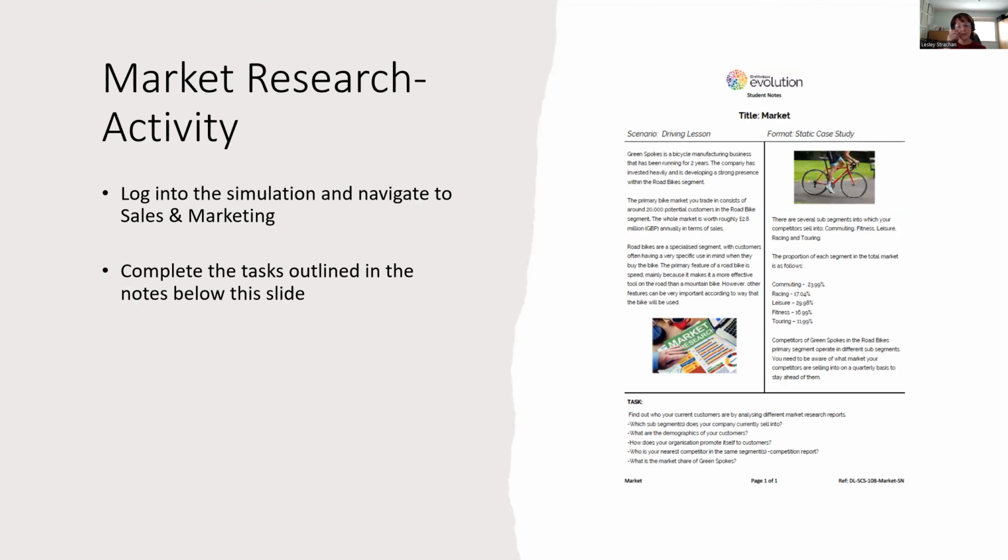So in terms of the market research activity on your learning management system, you will have an activity called market research, and it's going to walk you through it. It's going to tell you that your company is a bicycle manufacturing business that's been running for a few years. The company has invested heavily and is developing a strong presence within the road commuting segment. So can you now log into the simulation and navigate to the sales and marketing section and then market research?